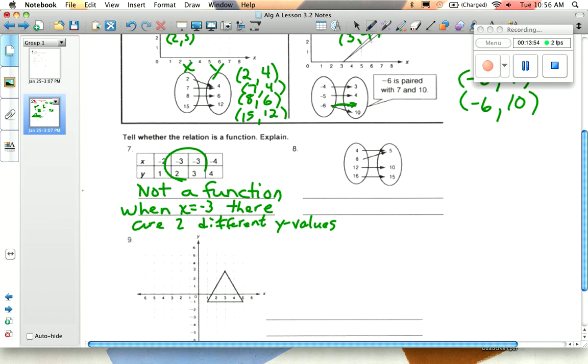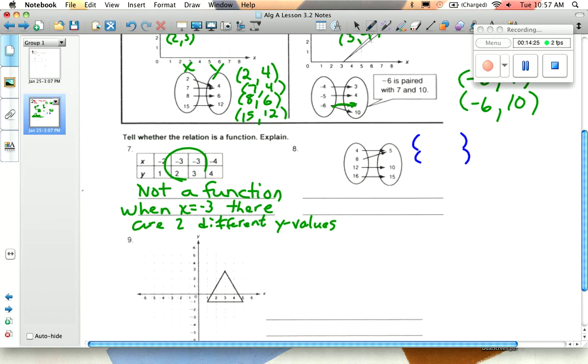Okay, let's try the next one, number 8. And I suggest that maybe here's what you do for these, especially mapping diagram ones, because you don't see the ordered pairs quite as easily. List the ordered pairs that are shown in that mapping diagram. So what's our first ordered pair in this mapping diagram? (4, 5). Okay, question? When we're writing them out, don't we have to use that bracket thing? No, we're not doing domain and range right now.